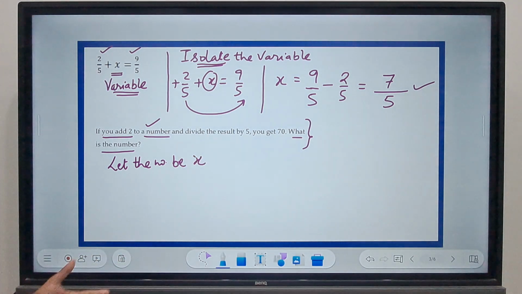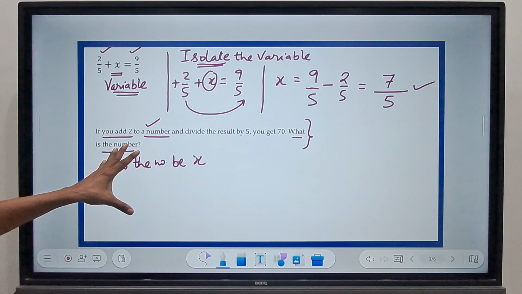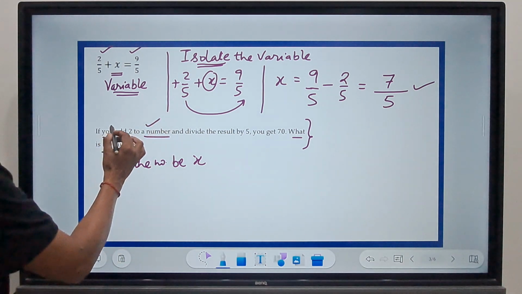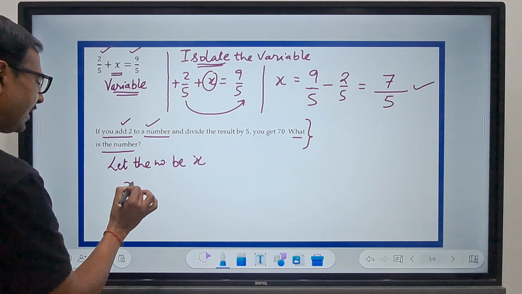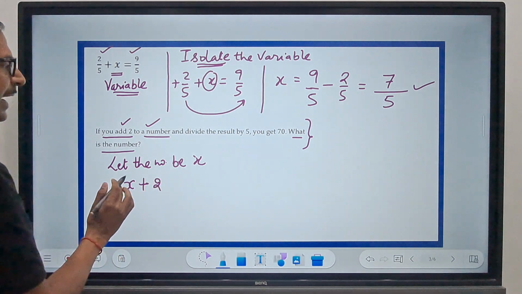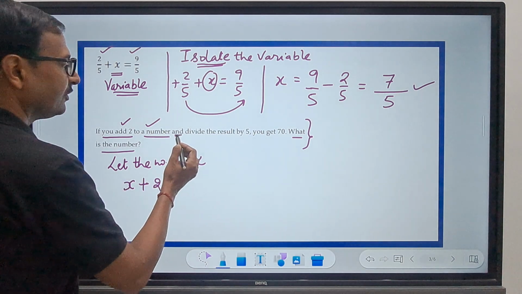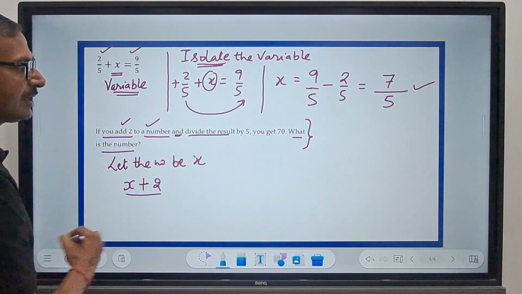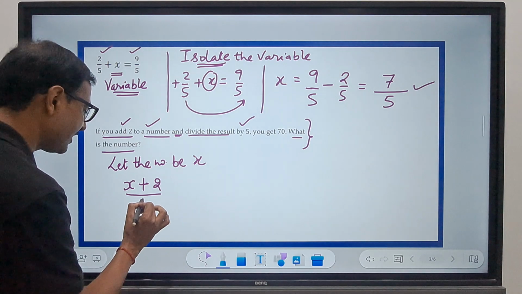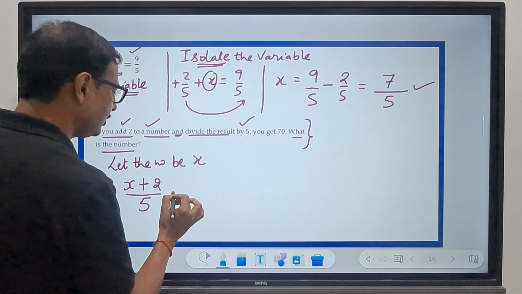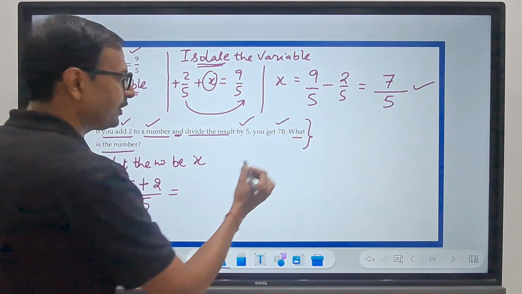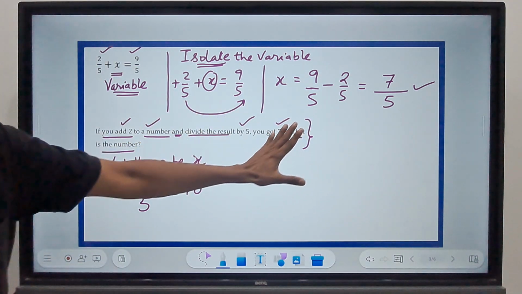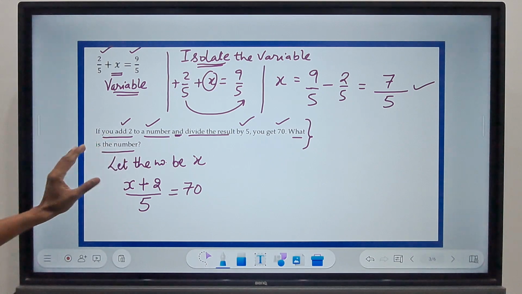Okay, I don't know what kind of number that is, so that will come by itself when you formulate the correct equation. So if we are adding 2 to the number x, and we are doing something else also, dividing the result by 5, you get, what do we get? We get 70. Now that's how you convert a simple statement into the form of an equation by assuming a variable.